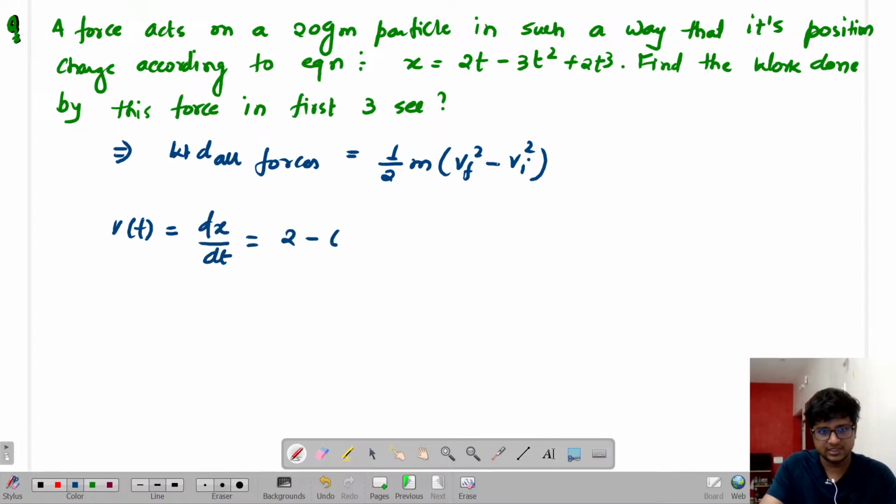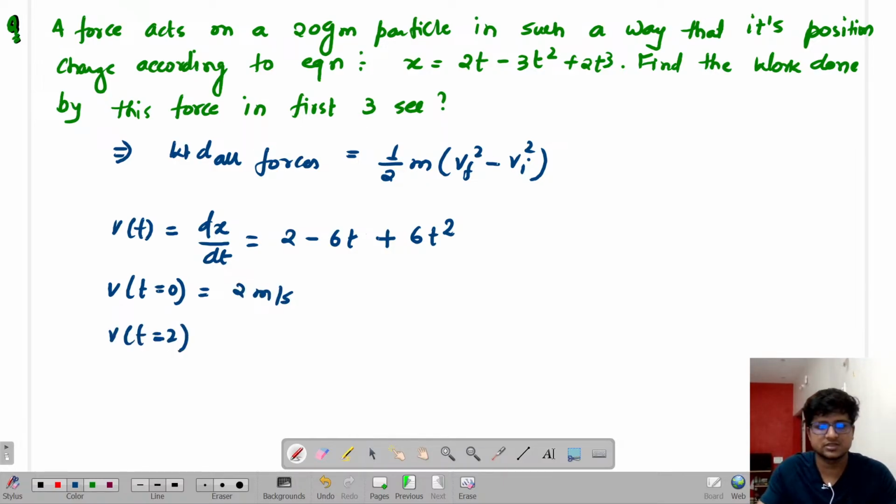Which will be 2 minus 6t plus 6t square. Is that clear or not? Okay, so then first 3 seconds, so this means velocity at t is equal to 0 they are asking. So if you look at t is equal to 0, it is how much, 2 meter per second, and velocity at t is equal to 3 they are asking, first 3 seconds, no? So then I have to find velocity at t is equal to 3.